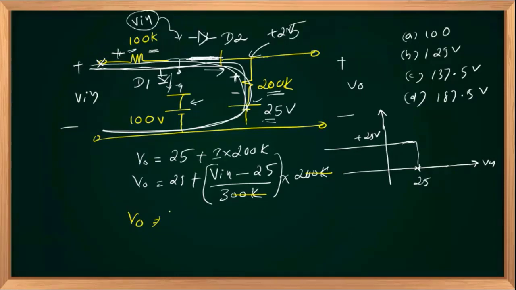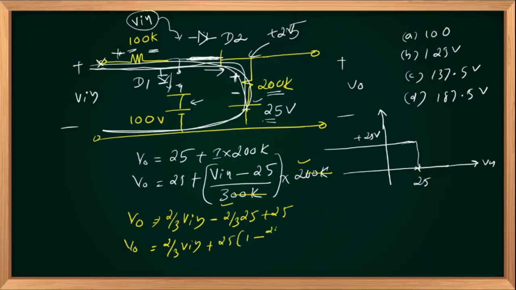So I will write it as 2 by 3 of V in, correct? 2 by 3 of V in minus 2 by 3 of 25, with the negative sign, plus another 25. So V out is nothing but 2 by 3 V in plus 25 times 1 minus 2 by 3. That will give you 2 by 3 of V in, 3 minus 2 is 1, 1 by 3 is 25 by 3, plus 25 by 3. That is your V out.